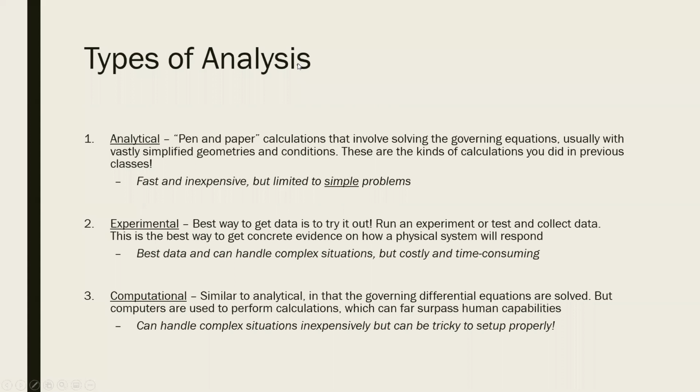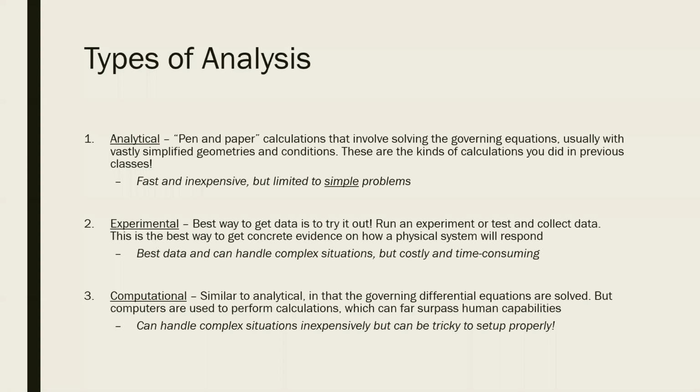So the next thing I want to talk about is the different types of analysis. And by types of analysis, I mean these are different ways that you can approach engineering problems. Okay, so the first category is analytical. These are what I call your pen and paper calculations. These are probably the methods that you're familiar with from some of your fundamental classes. Like you take a class in fluid mechanics, you would solve the Navier-Stokes equations by hand on a very simple geometry. Or you take a class in strength of materials, you solve the structural mechanics equations on a simple geometry. The nice thing about analytical methods is that they're really fast and really inexpensive. You're basically just paying for the pencil and the paper.